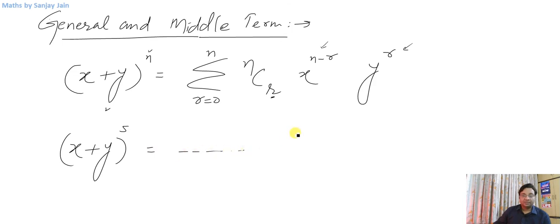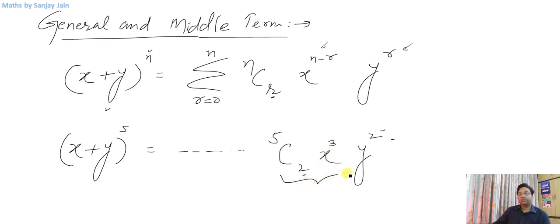So if, let us say, I am writing its third term, it will be something like this: 5C2 y raised to power 2. So whatever I write here, I write here also. 5C2 y raised to power 2, x will be raised to 5 minus 2, 3. So this will be the third term. How do I know that it will be the third term? Because we have also studied what this expansion will be.